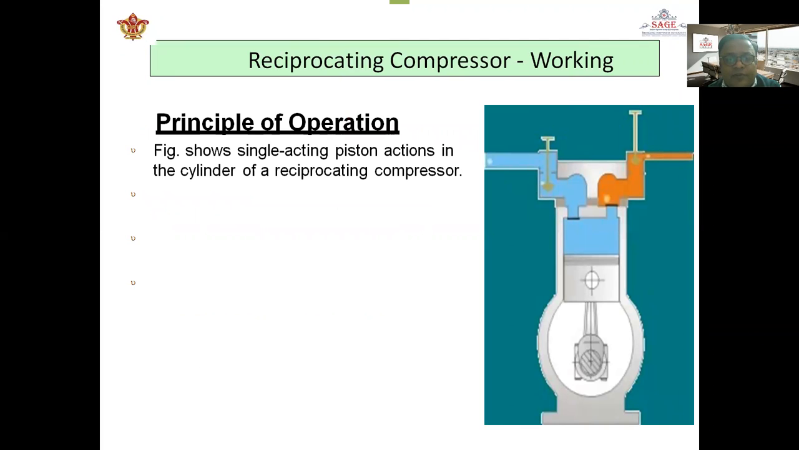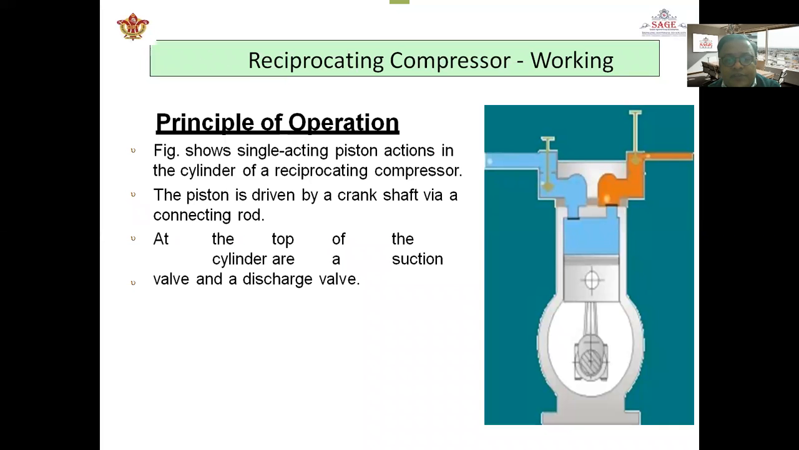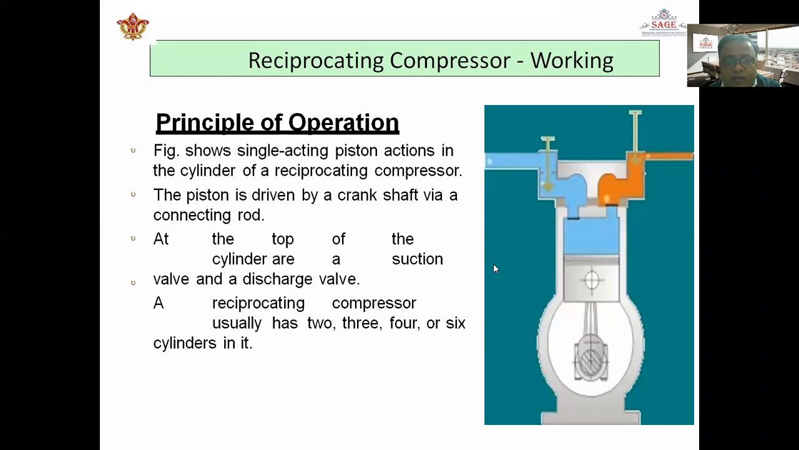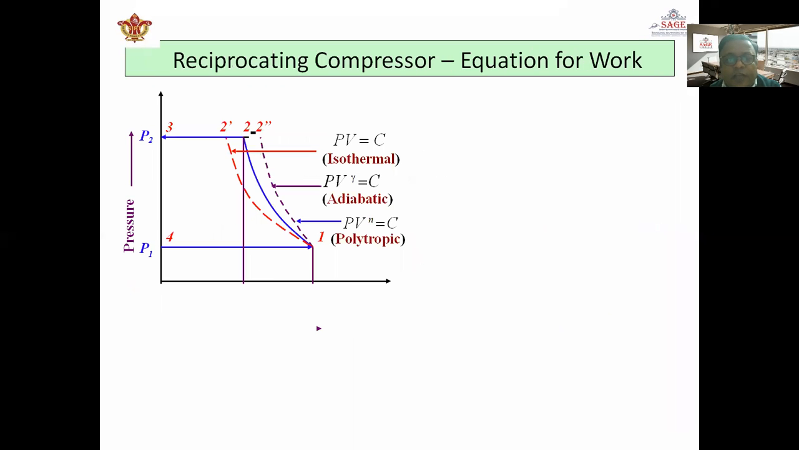This is the principle of operation, where the figure depicts the functioning of a single acting piston compressor, which is the action in the cylinder of a reciprocating compressor. The piston is driven by a crankshaft through a connecting rod. At the top of the cylinder are a suction valve and a discharge valve, depicted in the figure on either side. This is the suction valve and this is called the discharge valve. A reciprocating compressor usually has 2, 3, 4 or 6 cylinders, depending on the application.